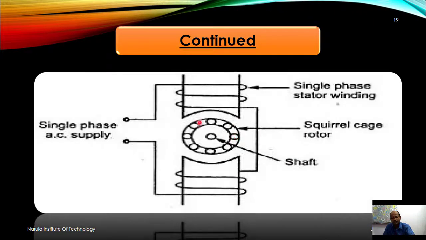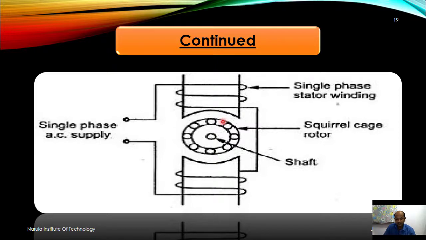So this is a picture. So single phase supply is given. This is the stator winding. So an electromagnet is produced, which produces alternating north pole and south pole, and this is the rotor. So accordingly, poles are produced in the rotor of the single phase induction motor, and due to some internal physics, it will start rotating.